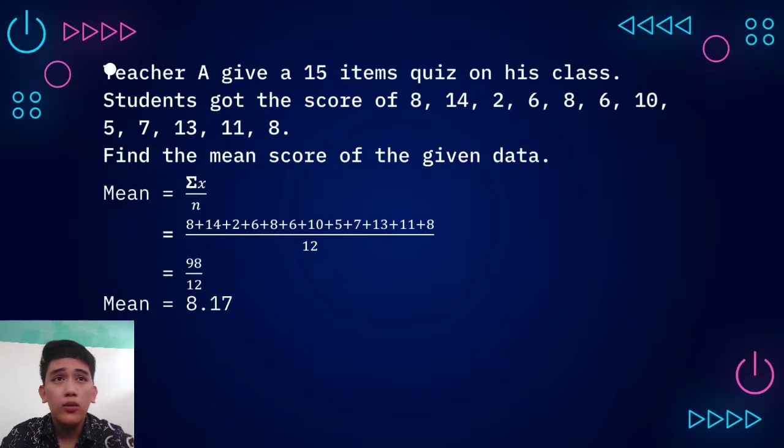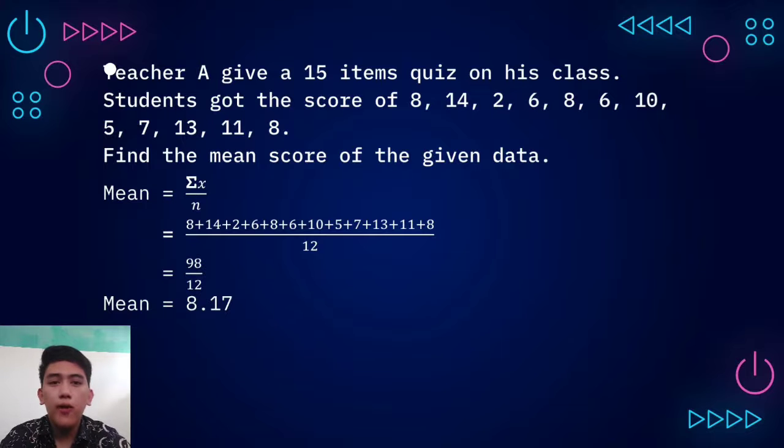Okay, teacher A gave a 15-item quiz to his class. Students got the scores of 8, 14, 2, 6, 8, 6, 10, 5, 7, 13, 11, and 8. Find the mean score of the given data.